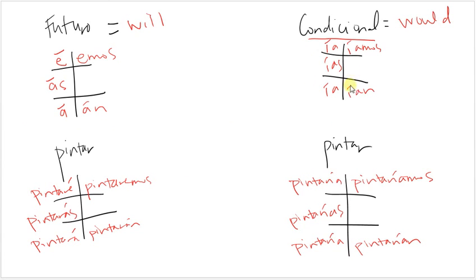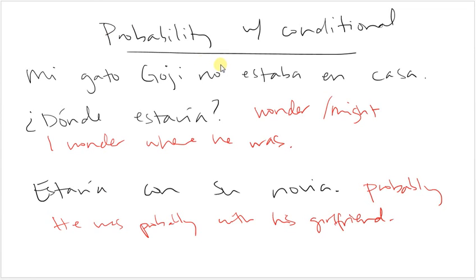So remember, again, the conditional means would. You have the full infinitive plus the endings. You can also use it to talk about probability in the past.